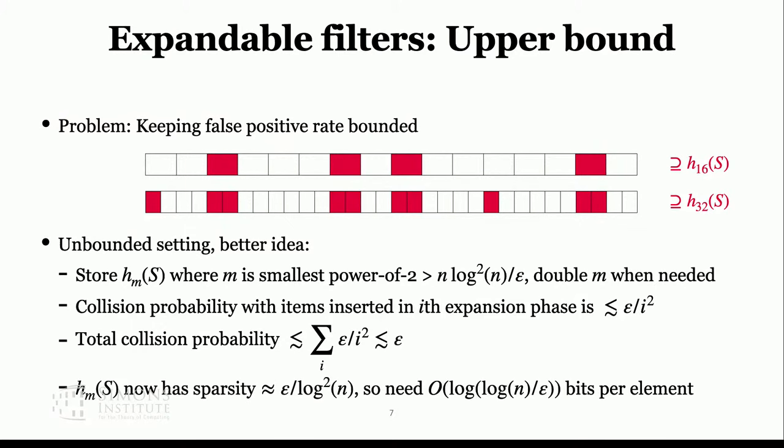Okay. And the space usage is what I claimed before, because now we don't have such a sparse set, but it's almost as sparse. So the sparsity is no longer epsilon, but epsilon divided by log squared n. So we need an additional log log n bits per element to represent. So these are expandable filters, simply enough, right?